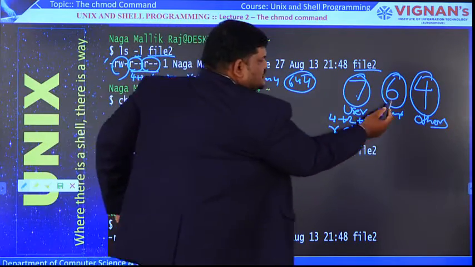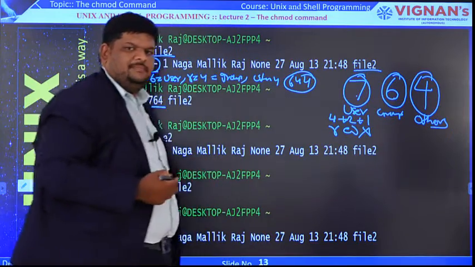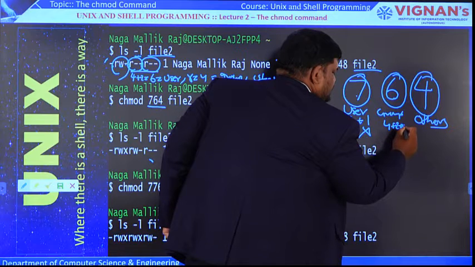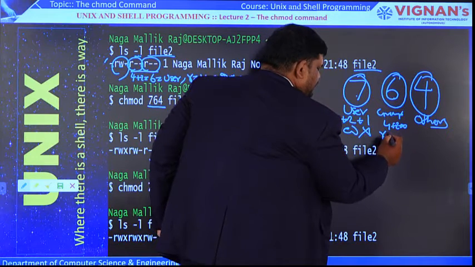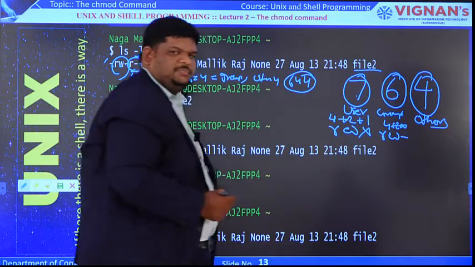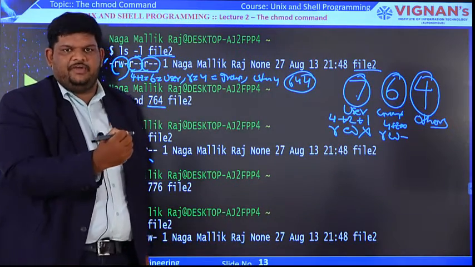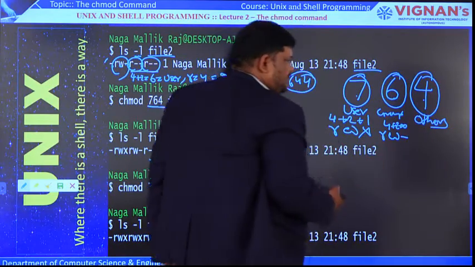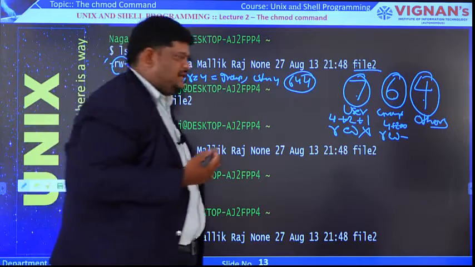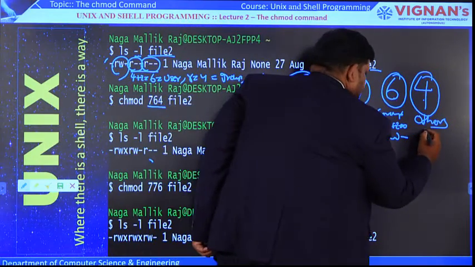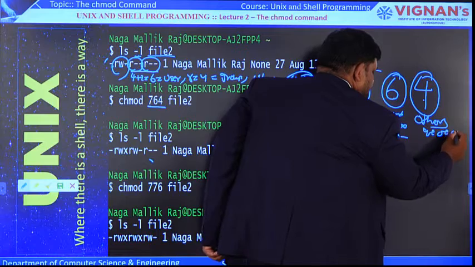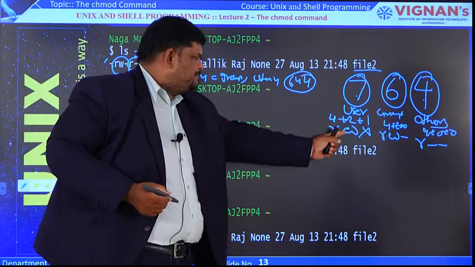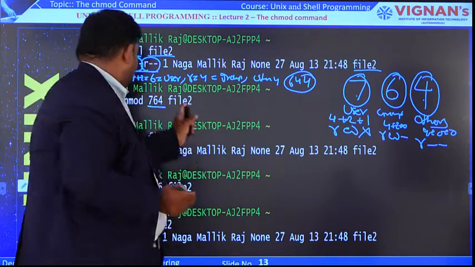Like that for group, what is the value? 6. How will 6 come? 4 plus 2 plus 0. That means we are giving read, write, and there is no execute permission. So simply we have to keep the hyphen. That indicates no permission. For others, the value is 4. 4 means straight away read permission. Read value is 4. So 4 plus 0 plus 0. That means r--. So with these permissions, we are going to change file 2.